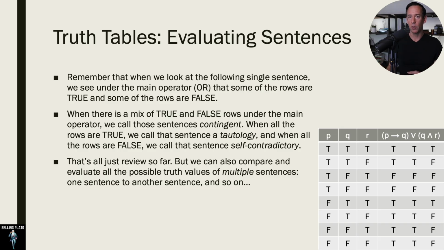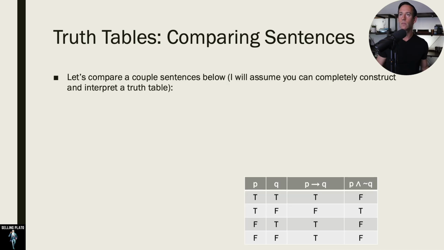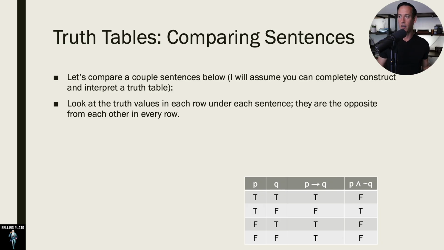But we can also compare and evaluate all the possible truth values of multiple sentences. One sentence to another sentence and so on. All right, so let's see how that works. Let's compare a couple sentences below. There you see there on the truth table. And again, I'm going to assume that you can fully, competently, completely construct and interpret a truth table at this point. All right, so that's what I'm going to be assuming. So what you see there, that shouldn't be much of a mystery.